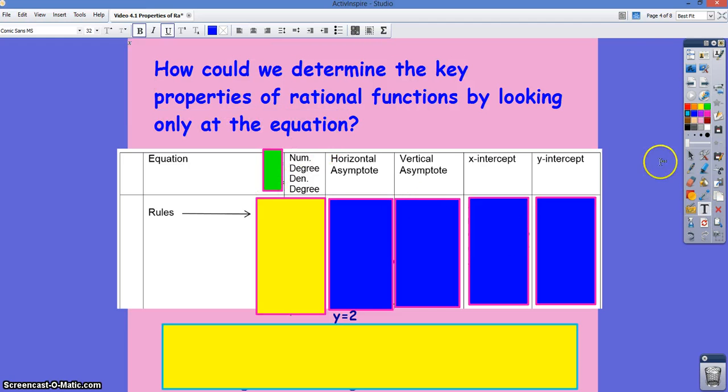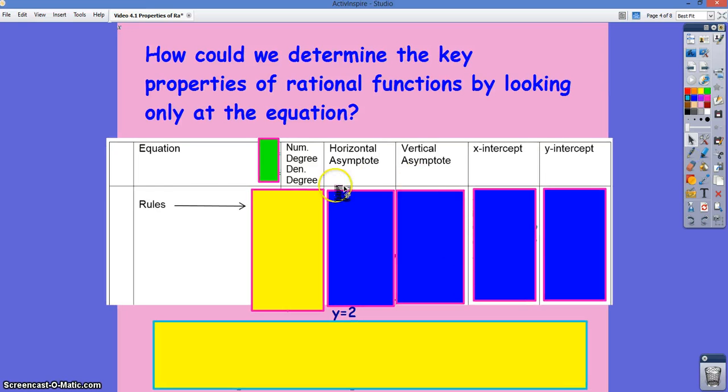Well, there are certain steps that we can always follow that can help us find these things. What I want you to do is pause the video and copy this table down. So you need 6 columns, and we'll start off with 2 rows. Go ahead and pause the video now. Okay, we're back. The first thing we're going to look at are our vertical asymptotes.